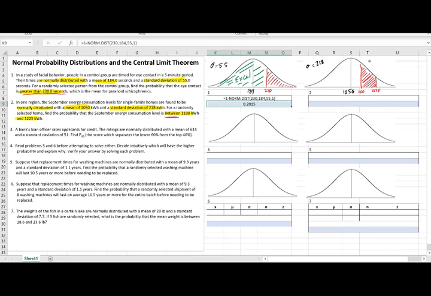Now again, Excel can't do area between. Excel can't do area to the right. Excel can only do area to the left. So what we could do here is take all of the area to the left of 1225. Excel could do this, but that's too much. That's more than we want.